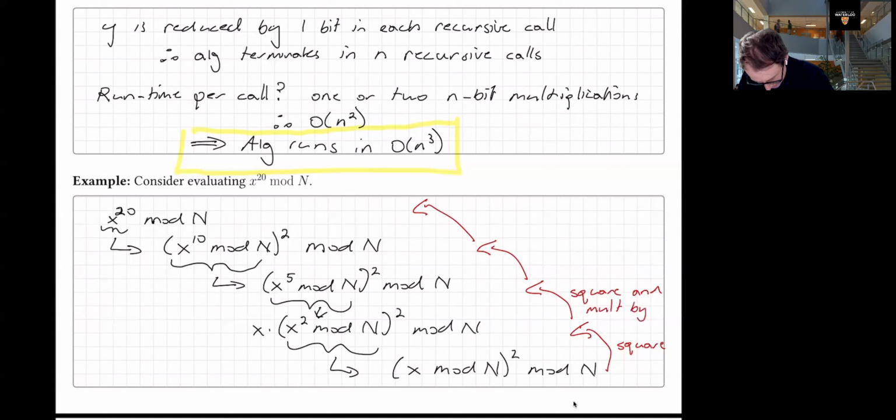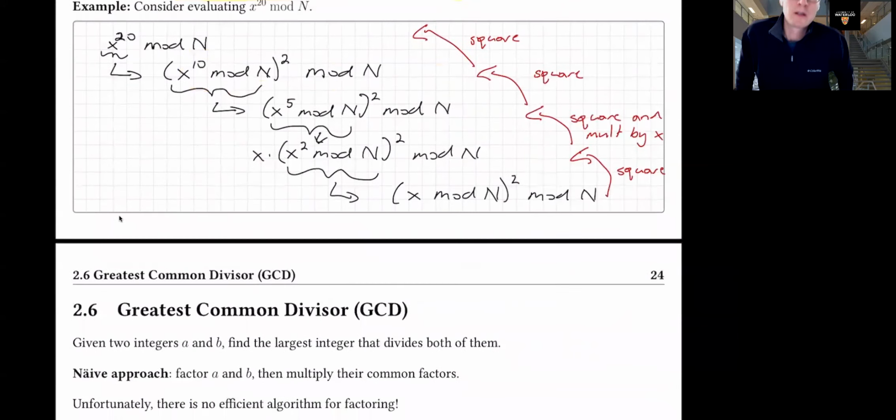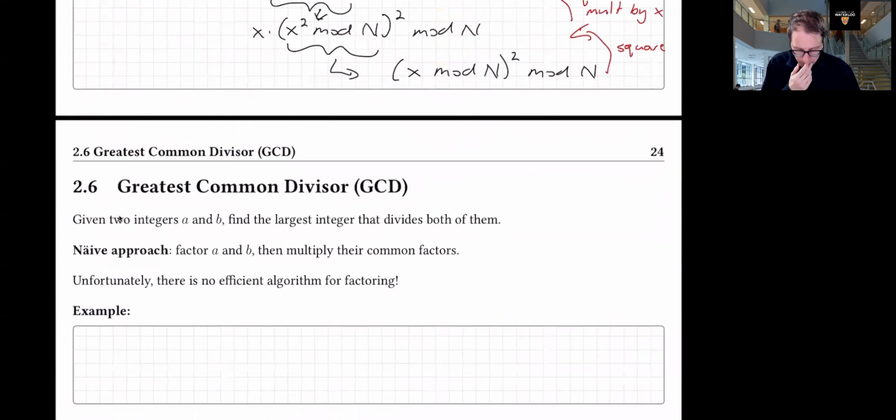Square and multiplied by x. Here we just square. And here again, we just square. And in doing that, we get perfectly to 20. You can see we end up doing 1, 2, 3, 4, 5 multiplications rather than having to do 20. Okay. So just a visual example to show you what the algorithm's doing.